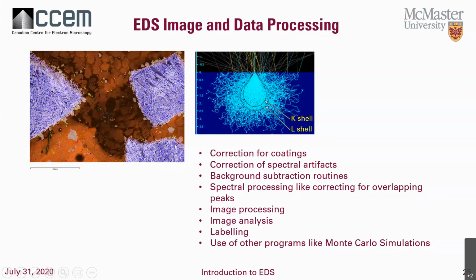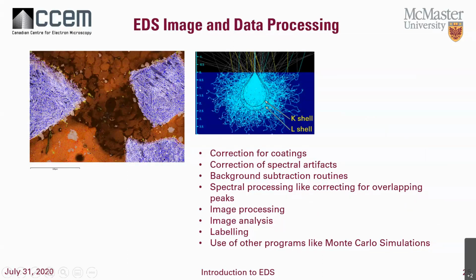But there are various other things you can do within software. The more modern the software, the more things you can do. So corrections for coatings, like I showed you in the one example. Correction of spectral artifacts, which we talked about. You can also do some background subtraction or look at the differences between spectrums, things like that. You can do spectral processing for correcting for overlapping peaks. There's other image processing and analysis you can do. Labeling, important to label things.